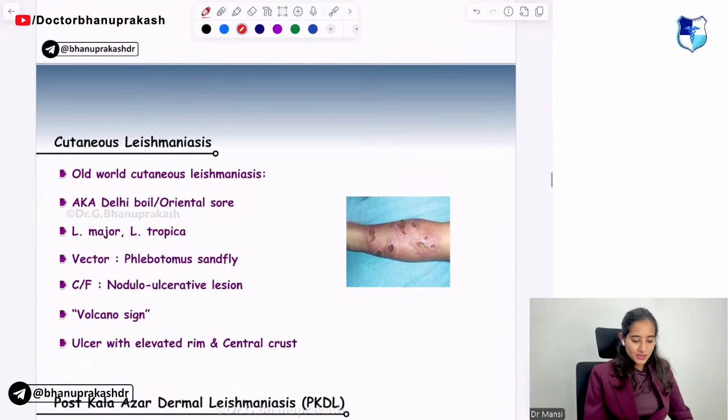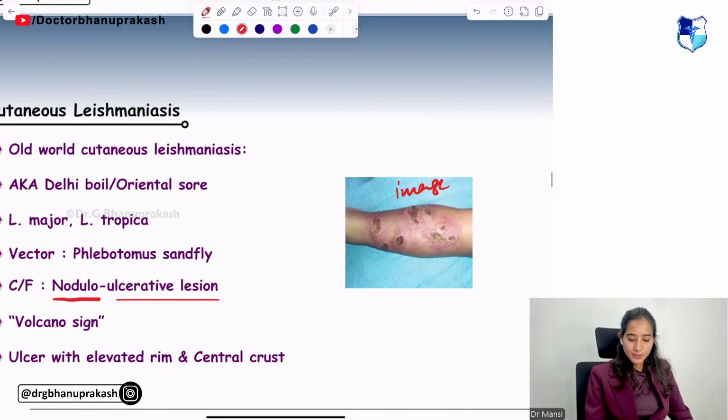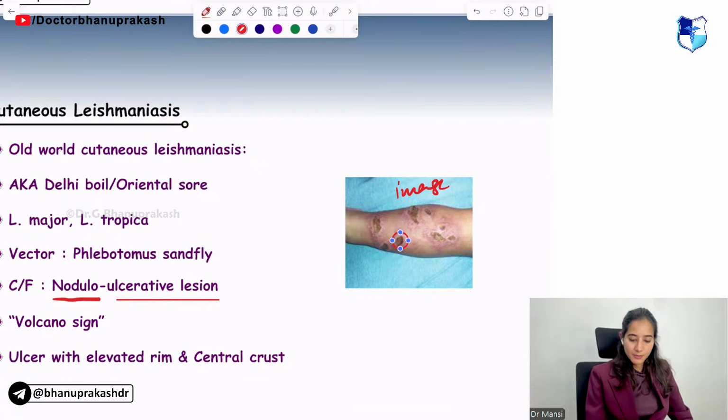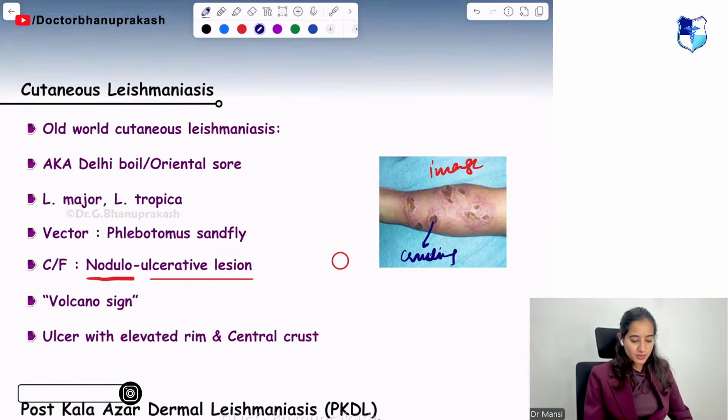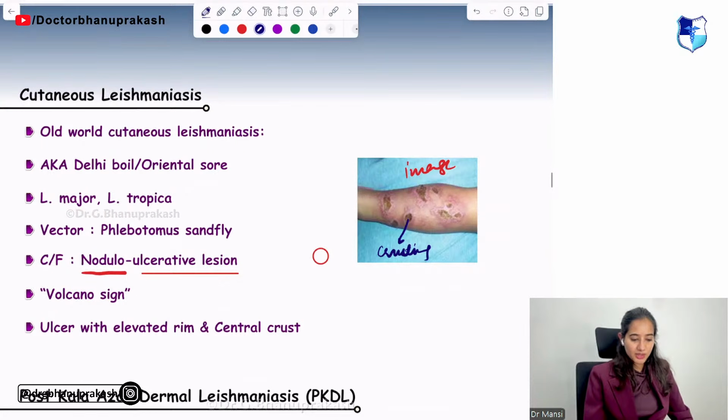Then you have cutaneous leishmaniasis. First, let's look at the image. It is a nodulo-ulcerative lesion. You can see that the periphery is raised and erythematous, and there is crusting in the center. It apparently looks like a volcano, which gives you the volcano sign in cutaneous leishmaniasis. This is also called Delhi boil or oriental sore: an ulcer with an elevated rim and central crust.